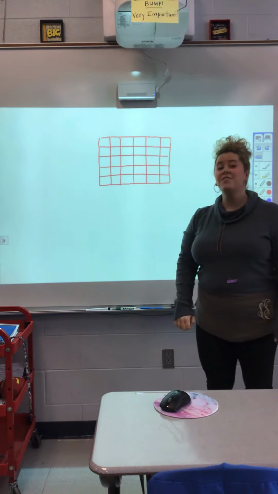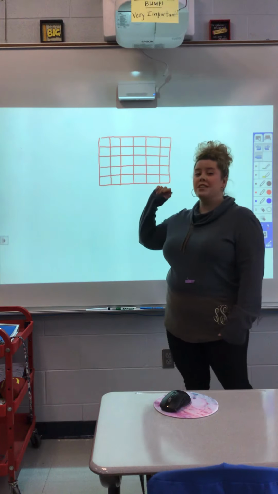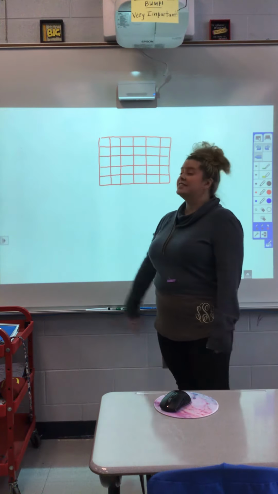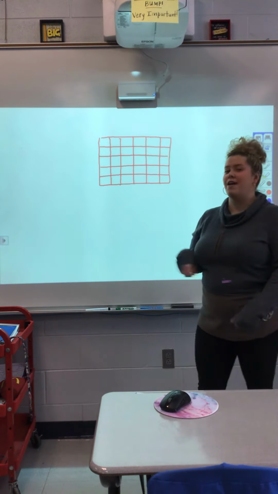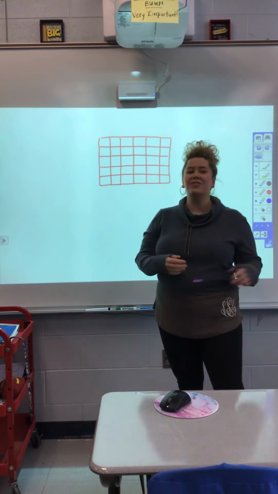All right, we have an array. Can you give me the multiplication and division sentence that go with this exact same array? Hit pause, come back once you solve it.